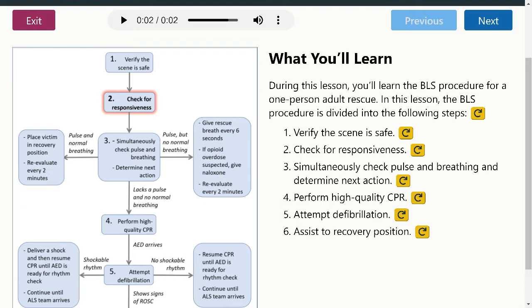Anybody know how many compressions you do? 30 compressions, and how many breaths? Nope.